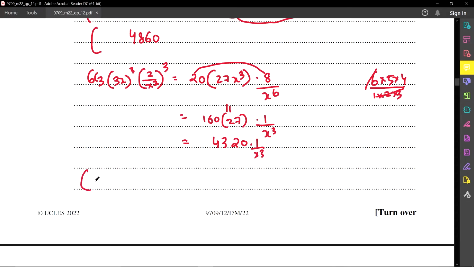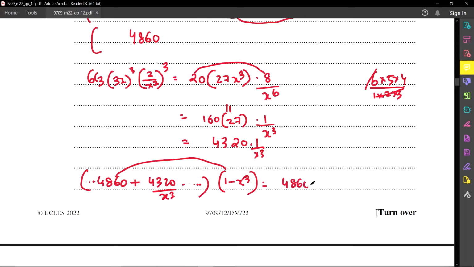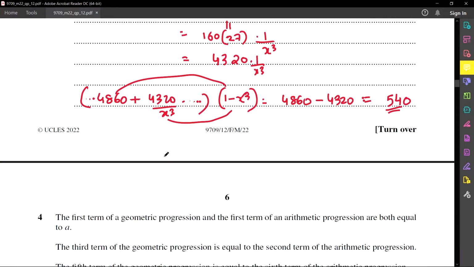So when you're multiplying 4860 plus 4320 by x cube times 1 minus x cube, that will give you 4860 times 1 is 4860. The positive quantity into negative will give you negative, so it's minus 4320. So when you subtract this, you get 0. 6 minus 2 is 4 and 8 minus 3 is 5. So 540 is the answer. So this is how you work out this question.